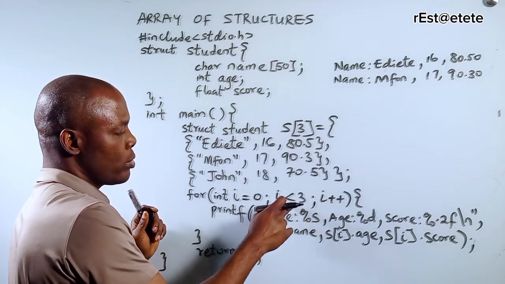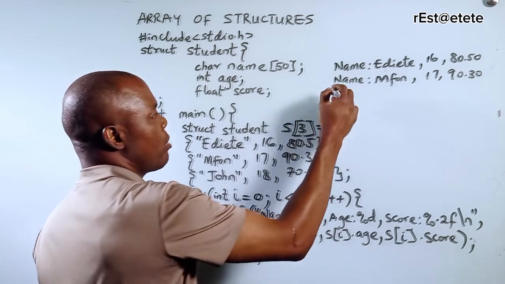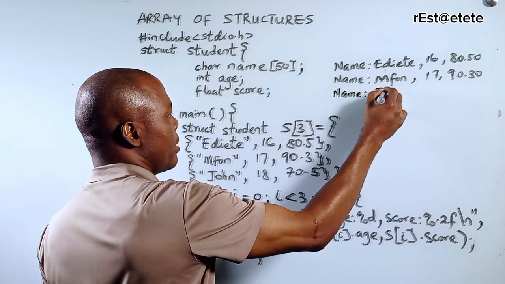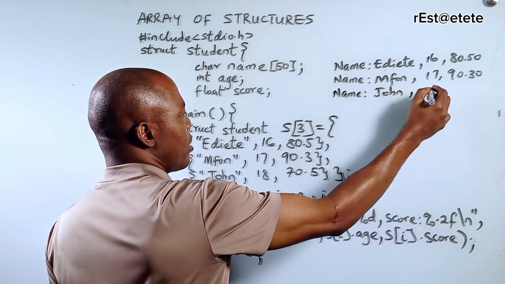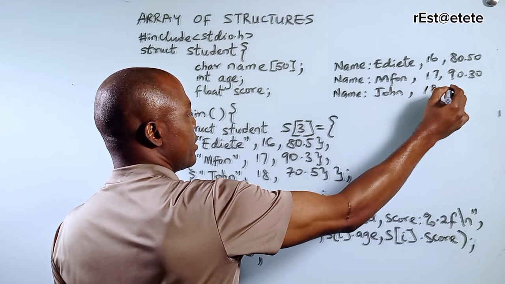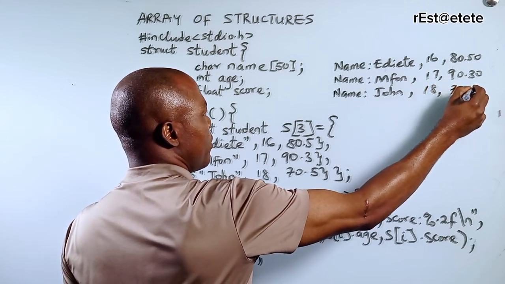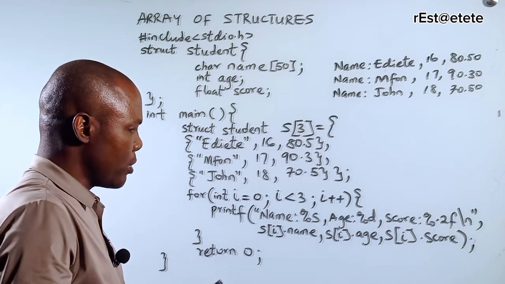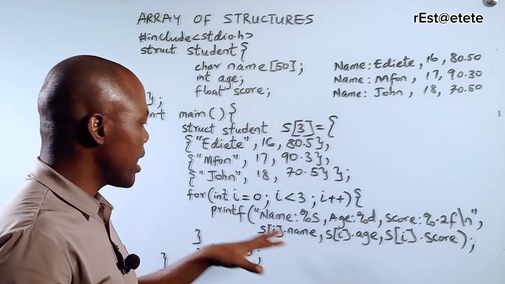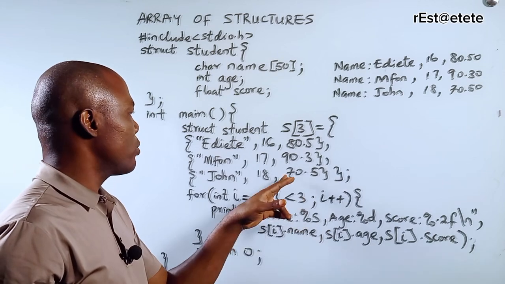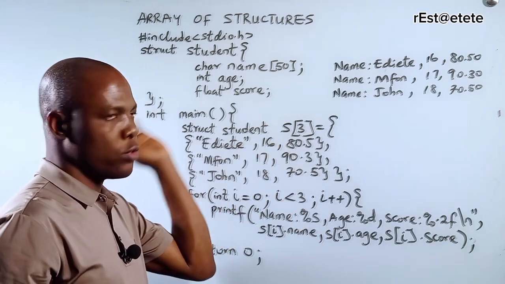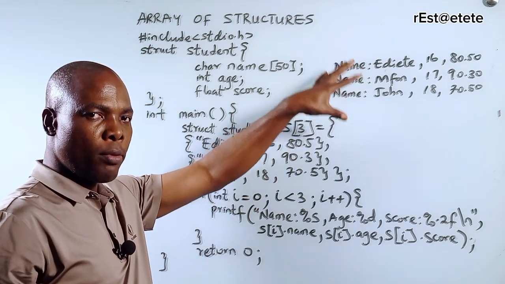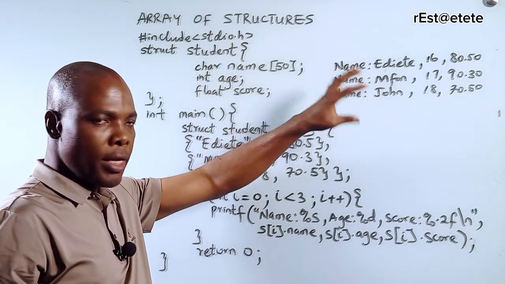i will become 2. 2 less than 3. That is true. It will come in. And it will print name John, comma, 18, 70.50. Right? This is what is going to print out on the screen. So that is how you are going to use a for loop to be able to access the arrays of structure. So you can use this to capture as many employees or as many students as possible in the class.